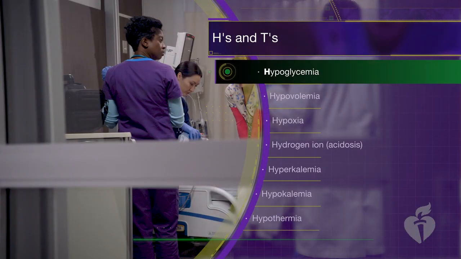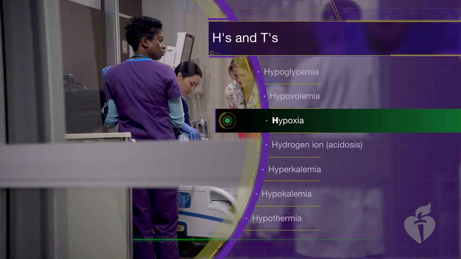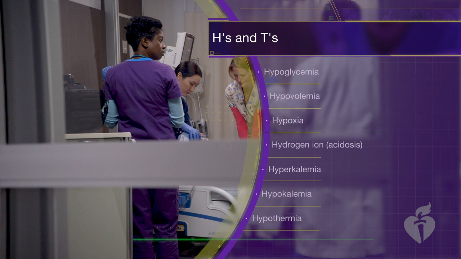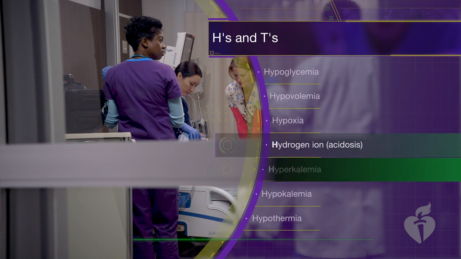Cardiac arrest can be caused by precipitating and potentially reversible conditions requiring immediate intervention. These causes of cardiac arrest can be recalled by remembering the H's and T's. Hypoglycemia is low serum glucose. Hypovolemia is low blood volume. Hypoxia occurs when inadequate oxygen is reaching the body's tissues. Hydrogen ion, or acidosis, is the accumulation of acid and hydrogen ions in the blood and body tissues. Hyperkalemia is an abnormally high concentration of potassium ions in the blood.